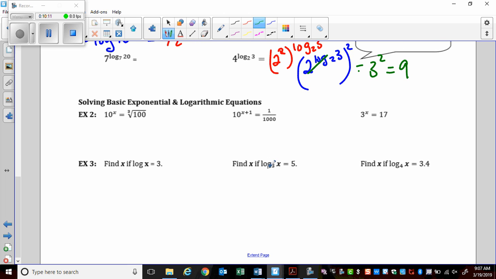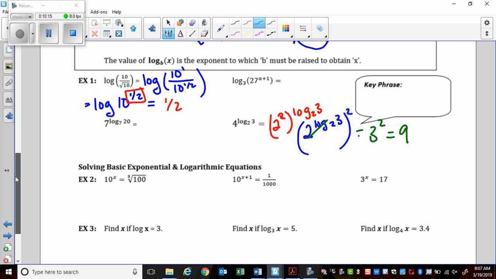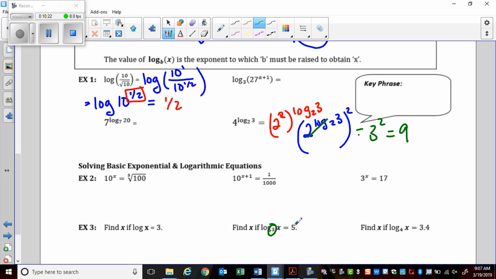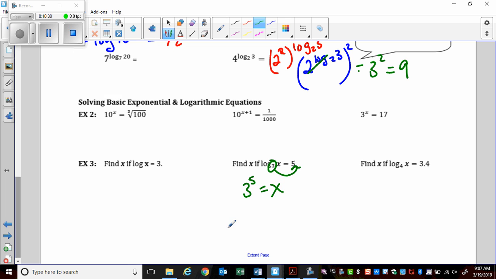Find x if log base 3 of x equals 5. Well, we can make this into an exponential. We're going to go back and forth. So we're going to take the base, which is 3, to the answer, and that's equal to the expression. So 3 to the 5th is equal to x. And we can evaluate that. 3 to the 5th power is 243, I think. Try it.